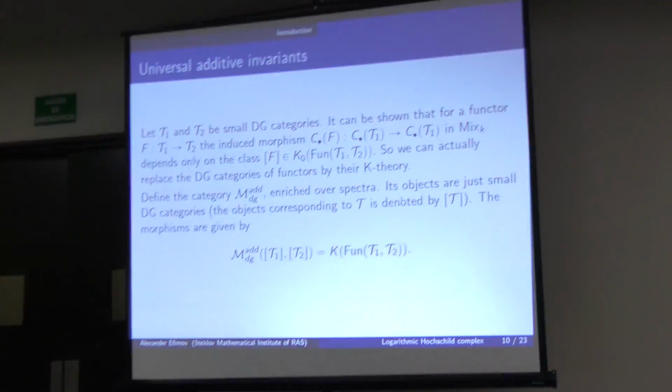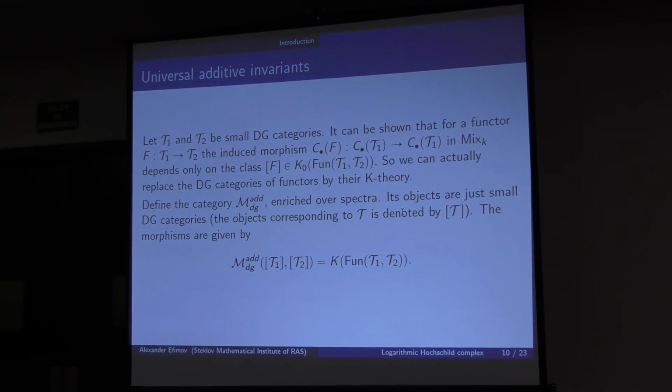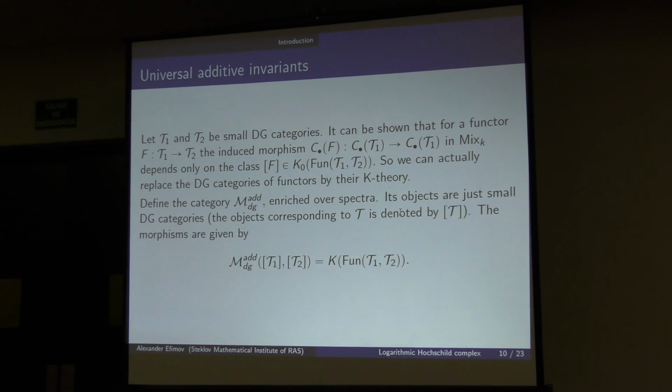How to think about it? Categories enriched over spectra are not too different from DG categories. The point is that the base now is not the ring of integers, but the sphere spectrum, whatever that means. But a lot of things can be repeated directly from DG categories to categories enriched over spectra. I just will not explain the technical details here. So now the morphisms in this category are given by K theory of the usual categories of functors.